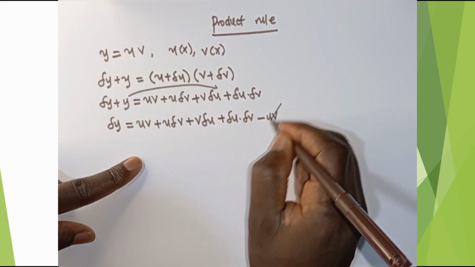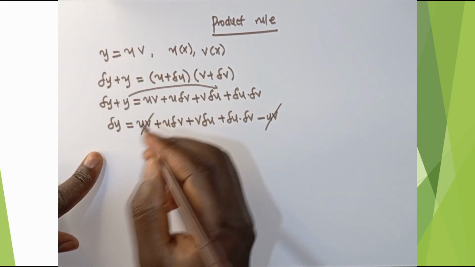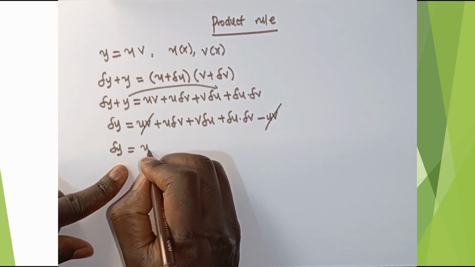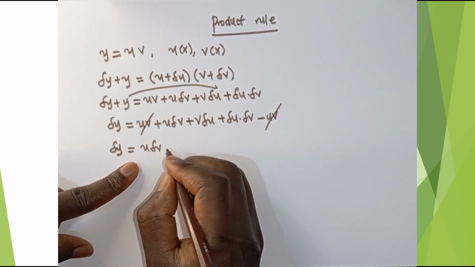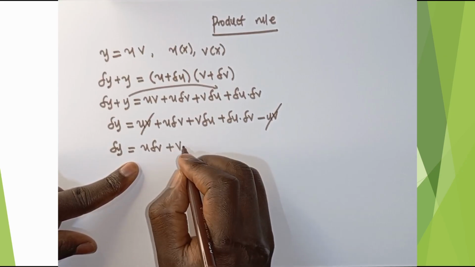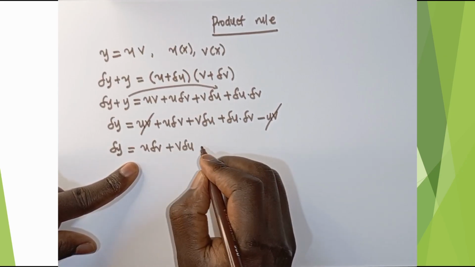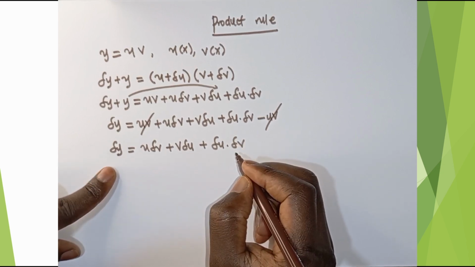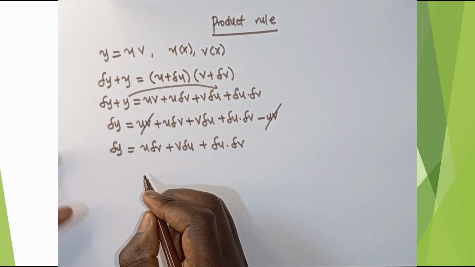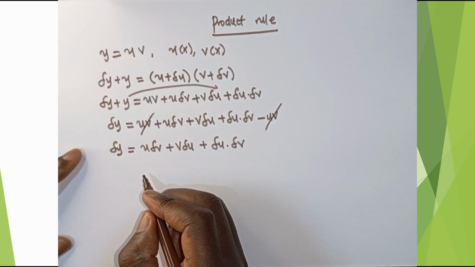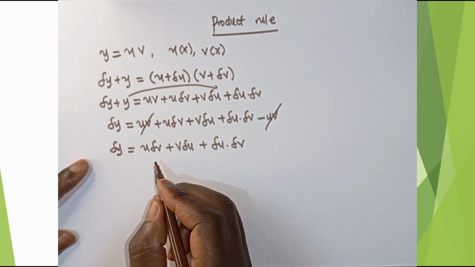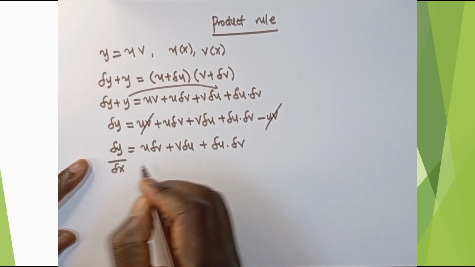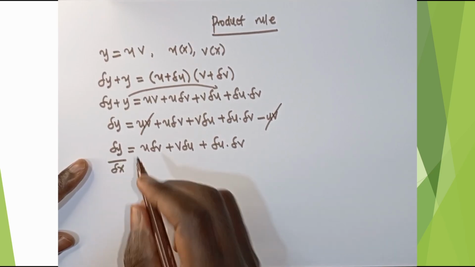So do we realize that this cancels with this? So we have delta y is actually equal to u delta v, and then plus v delta u, and then plus delta u delta v. Now we can go ahead and divide throughout by delta x, that small change in x.